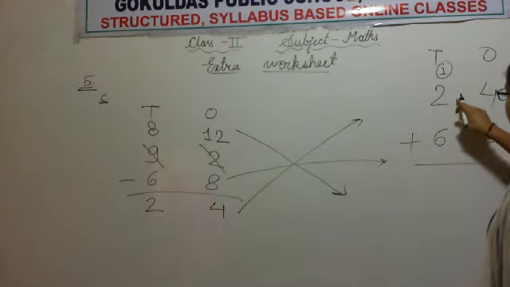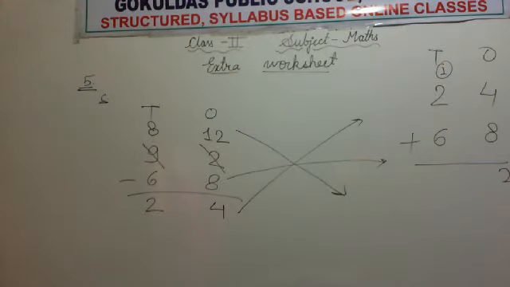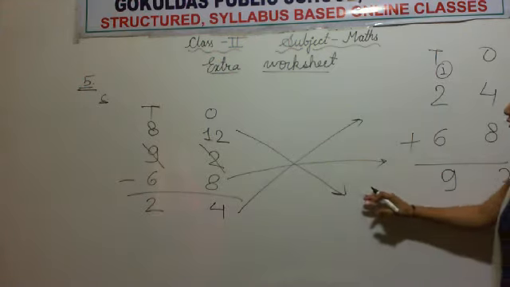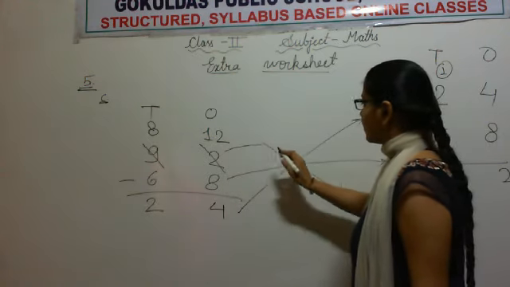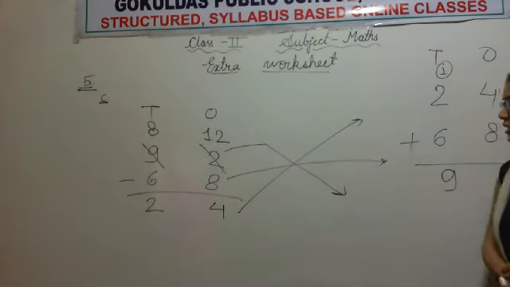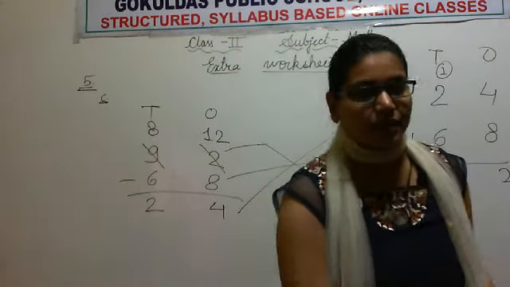Now add 1, 2 and 6. How many? Very good. 9. So we will write 9. It means our sum is 92. It must be equal to the minuend. Okay students, so our minuend and sum is equal. It means this is our correct answer.